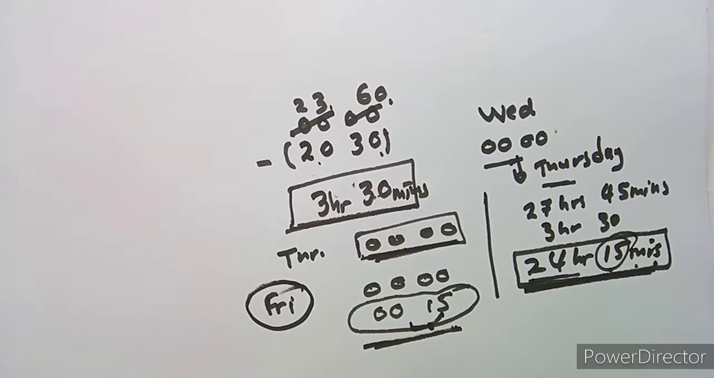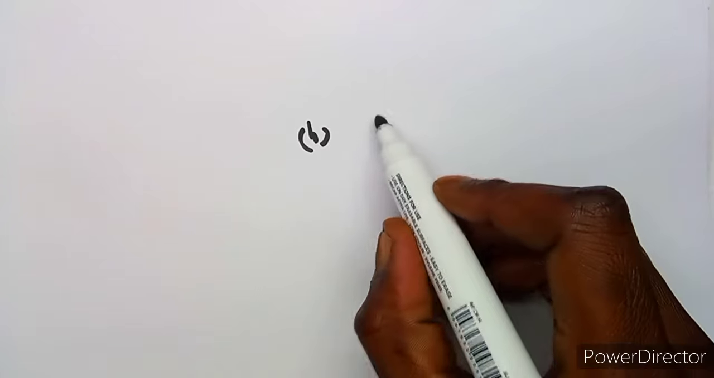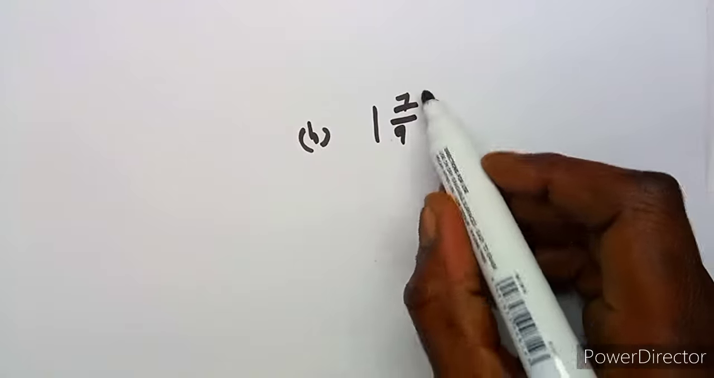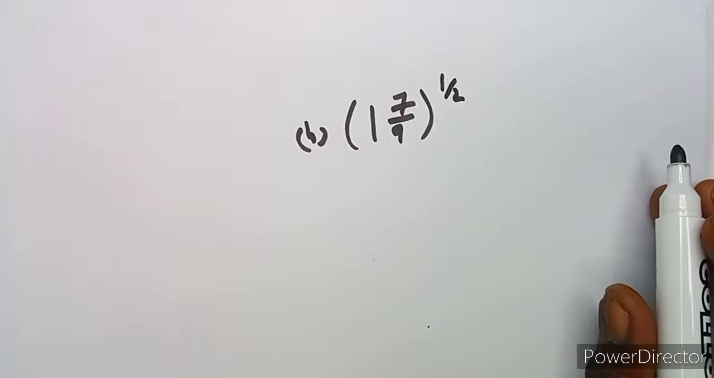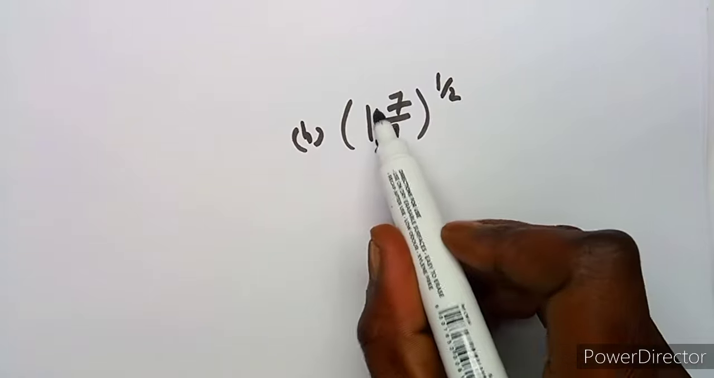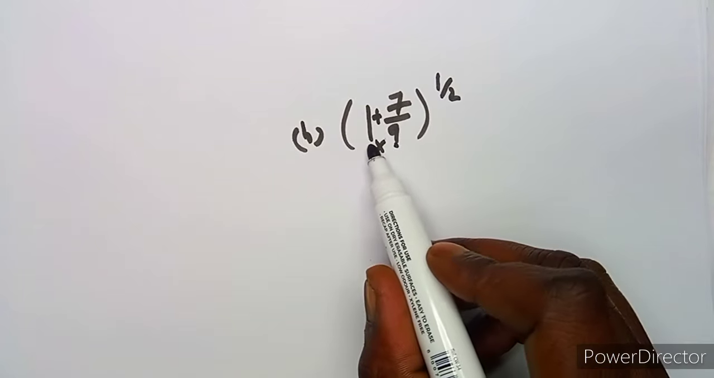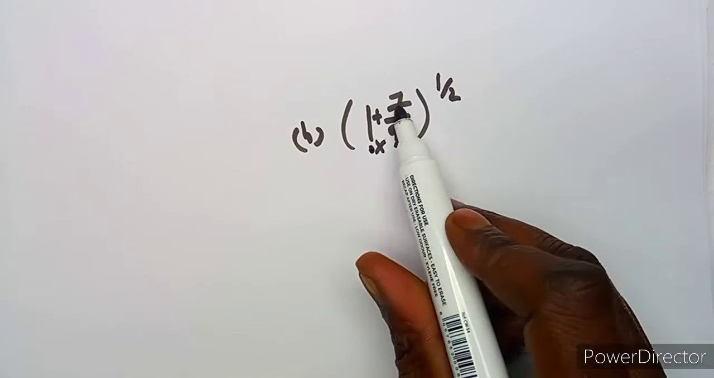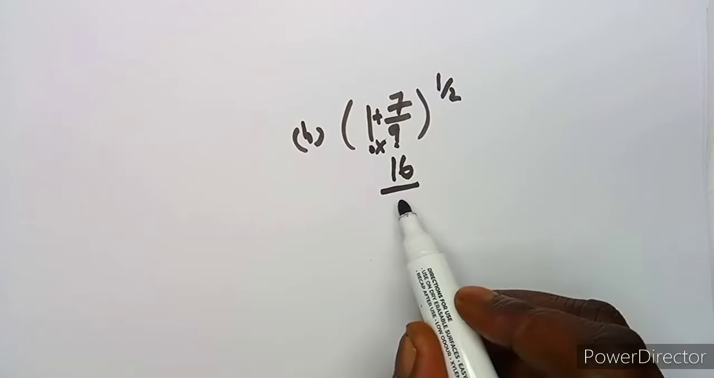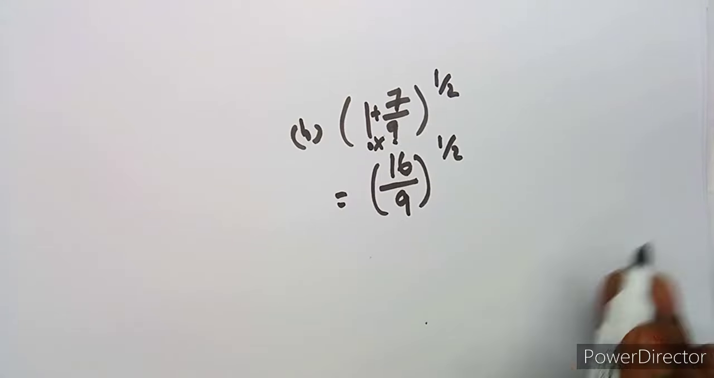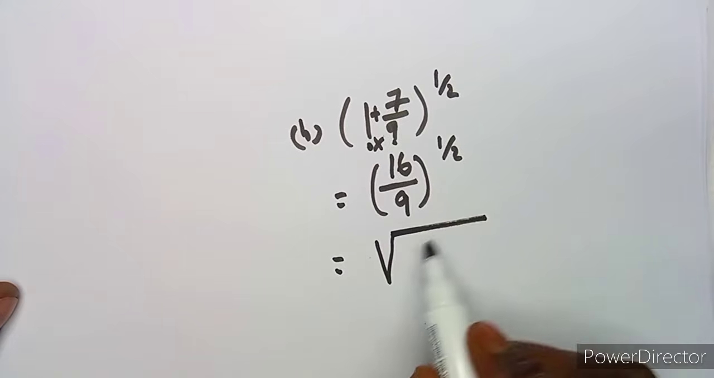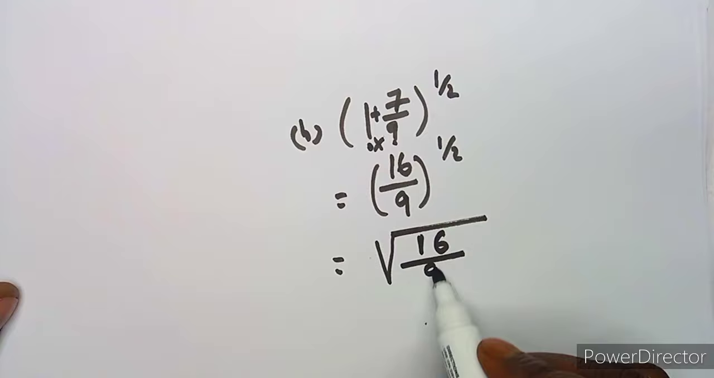Then our B, we are given 1 and 7 over 9 to the exponent of a half. How can we evaluate this, guys? Remember, to the exponent of a half means the square root of, but let's take a closer look at the number. Let's convert to an improper fraction: 9 times 1 is 9, plus 7, that's going to give us 16 over 9. Everything to the exponent of a half. But we know that, like I said, to the exponent of a half means square root of. So definitely we've got the square root of 16 over 9.